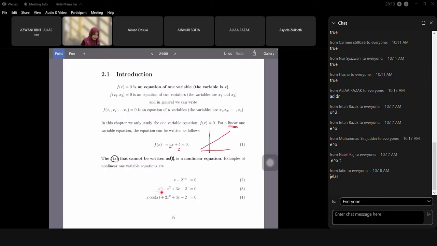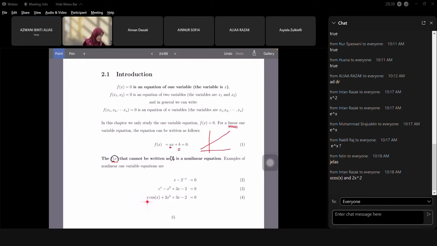Okay, good. Alright, so equation number 4: x cos x plus 2x square plus 3x minus 2. The next question from me adalah which terms yang menyebabkan equation 4 a non-linear equation. Betul, thank you Intan. So ada dua terms kat sini, which is the trigonometric function cos itself.